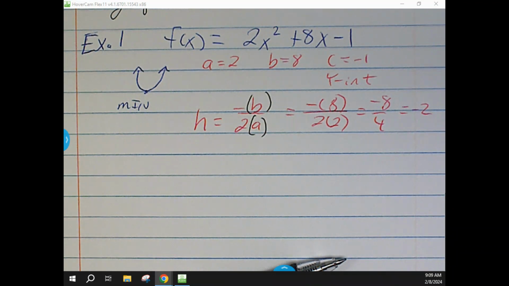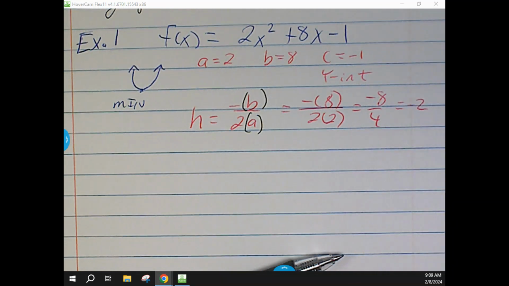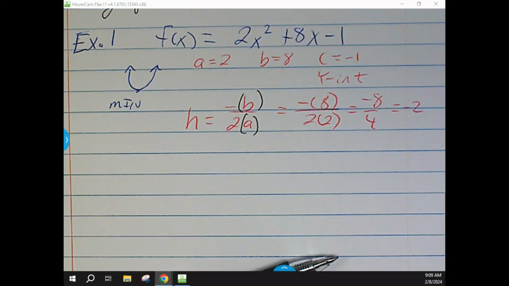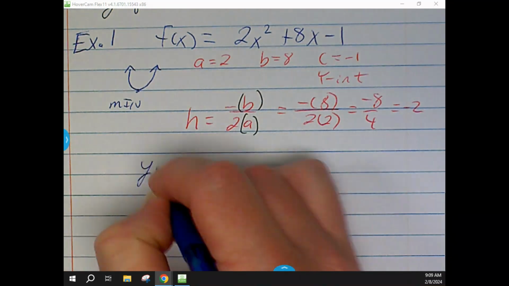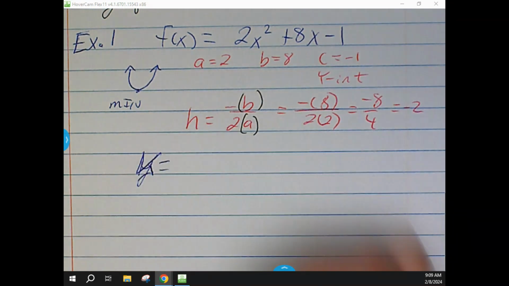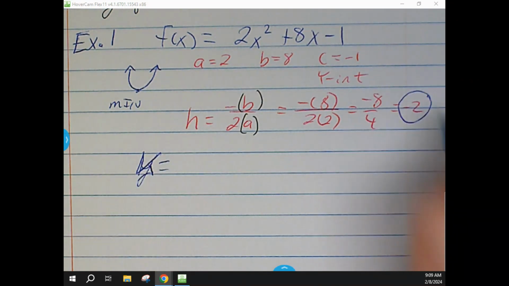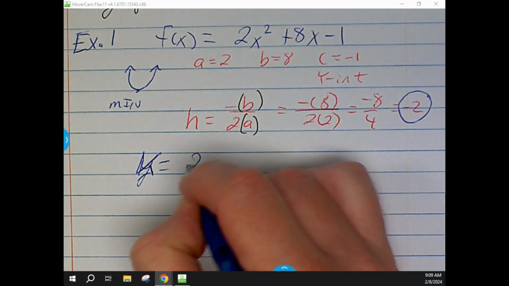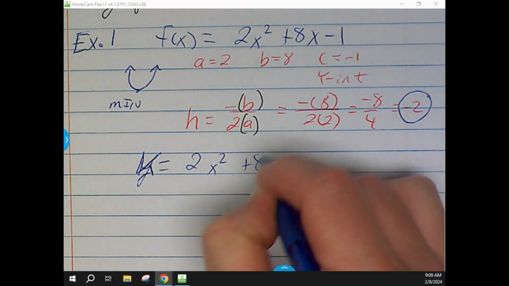Okay, so for the vertex, we're halfway home. We've got the H value of the vertex at -2. Again, to find the second half of the vertex, which is the Y value or the K value, put a K there. That's where we're going to take this -2 and plug it into 2x squared plus 8x minus 1.